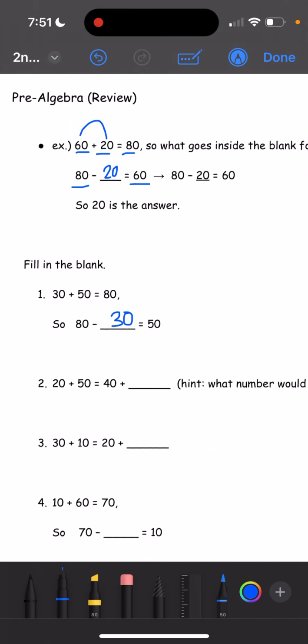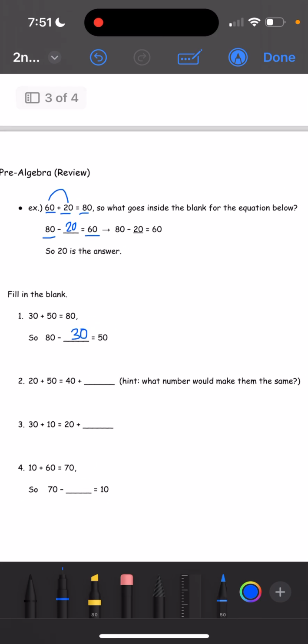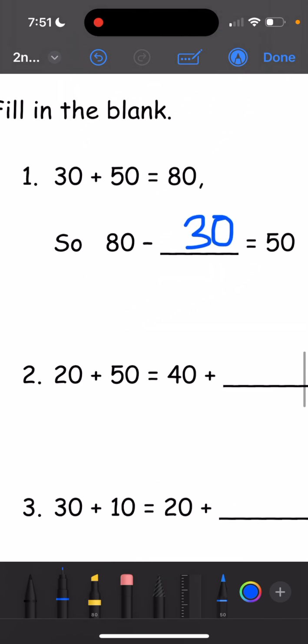20 plus 50 equals 40 plus what? Hint, what number would make them the same? All right, so let's do 20 plus 50 first. What is 20 plus 50? Add the ones place. The ones place is 0. And the tens place, the 2 and the 5 is 7. So 20 plus 50 equals 70.